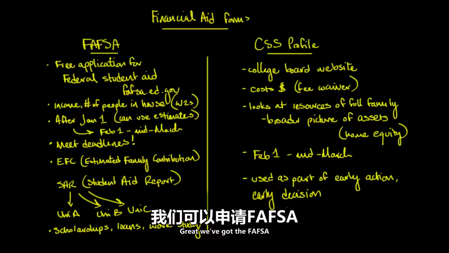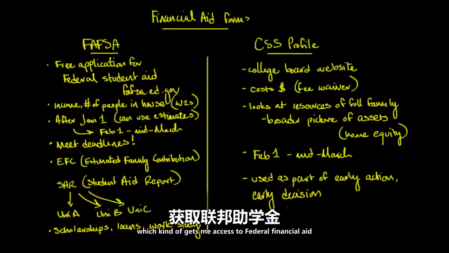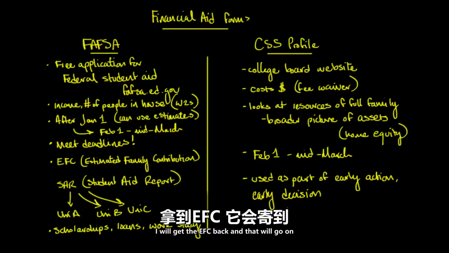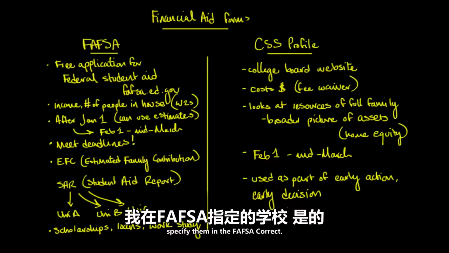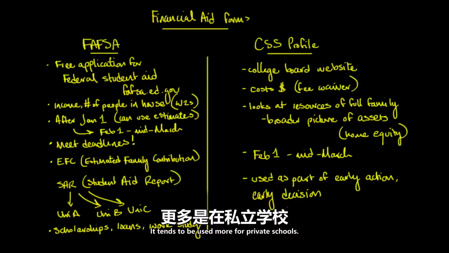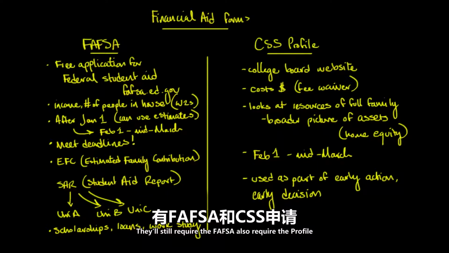Great. We've got the FAFSA, which gets me access to federal financial aid. And that's pretty much for all schools. When I fill that out, it'll be after January 1st. I'll get an EFC back, and that'll go on to the schools that I am applying to, as long as I specify them in the FAFSA. Correct. The profile isn't required by all schools. It tends to be used more for private schools. They'll still require the FAFSA, but they'll also require the profile.